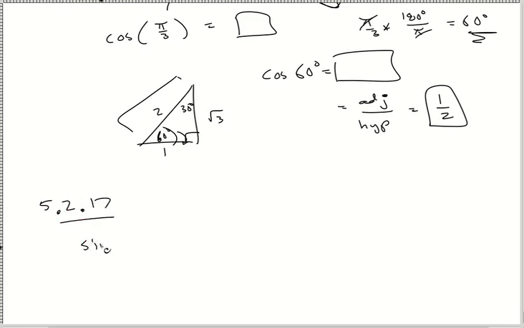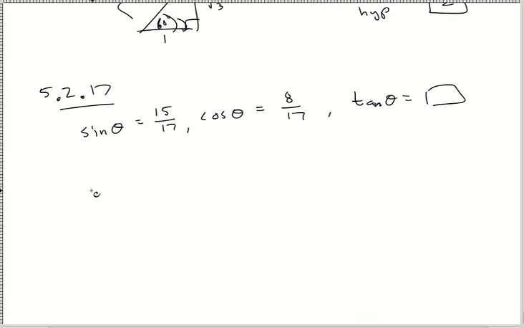5217. I got sine of theta is equal to 15 over 17. They say that the cosine of theta is equal to 8 over 17. Anyways, 15 over 17, 8 over 17, and then go and find my tangent of theta. Okay. So notice that my sine, again, is the opposite over the hypotenuse, and my cosine is adjacent over the hypotenuse. And so it looks like my hypotenuse is the same. It's the 17. So, let's start making a triangle.